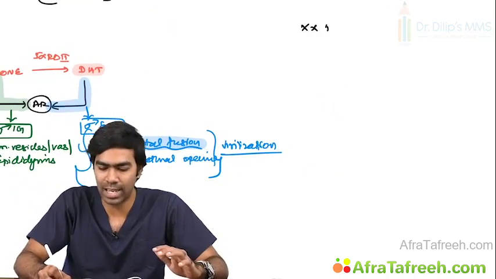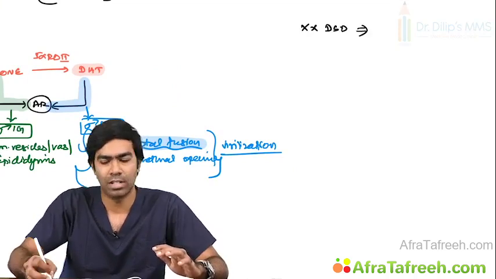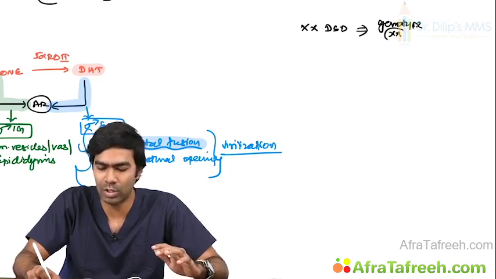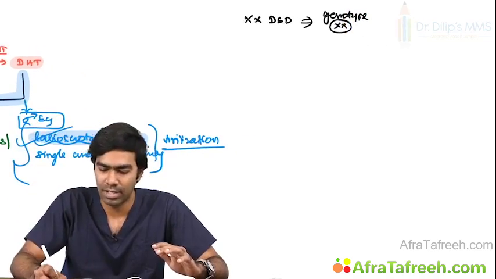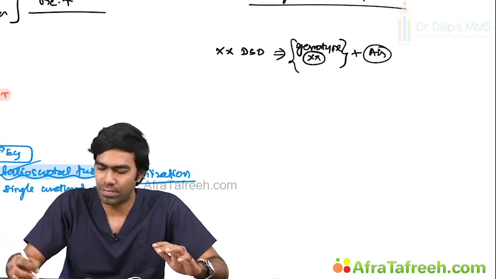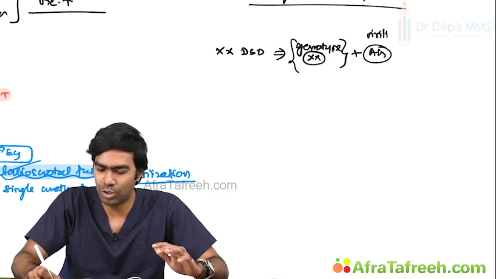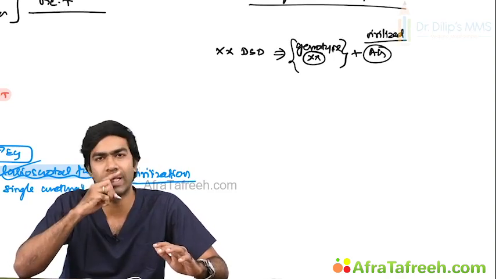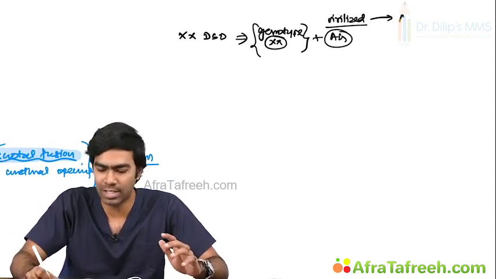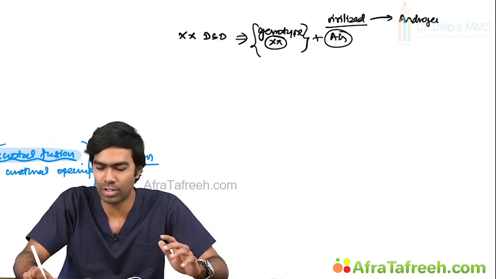Usually XX DSD means you basically have a genotypically female, because the genotype is XX, but they are presenting with ambiguous genitalia, which means they are virilized. Normally a female child should not be virilized, but because of the virilization, they are presenting with ambiguous genitalia. Obviously, I told you this virilization is a sign of androgen exposure.